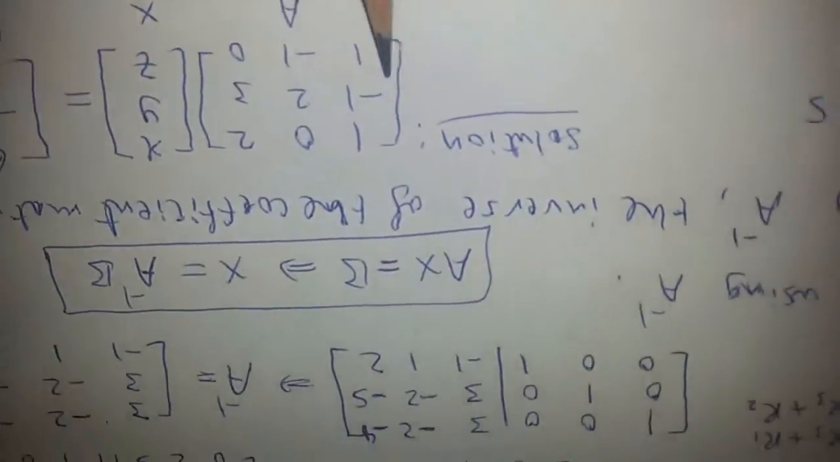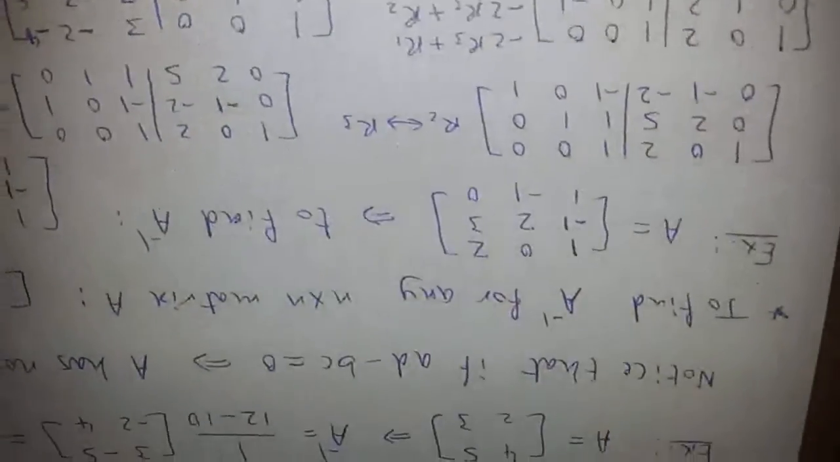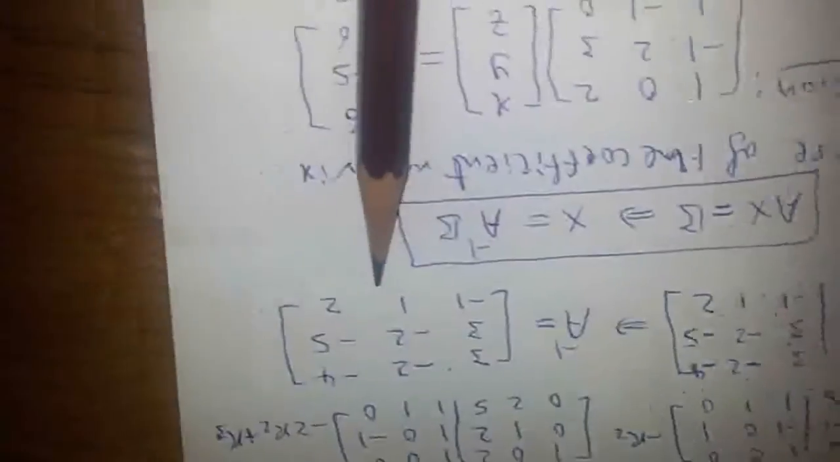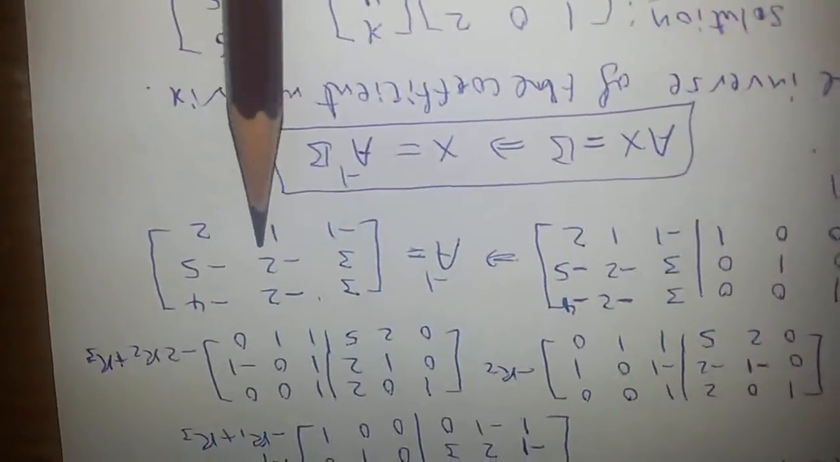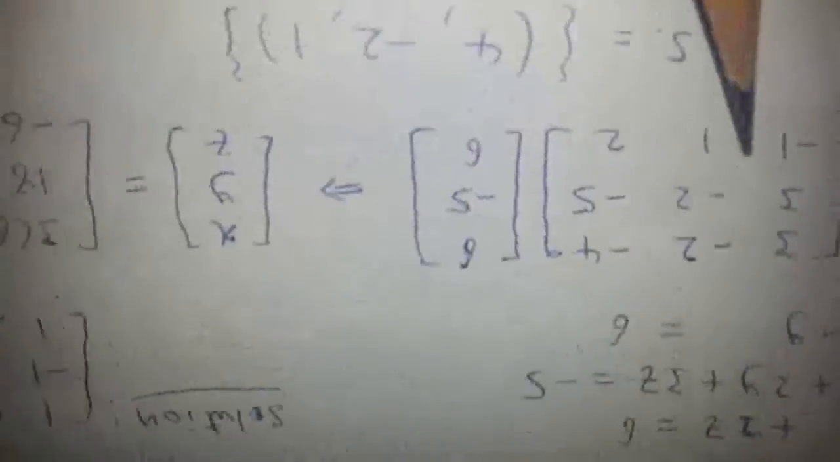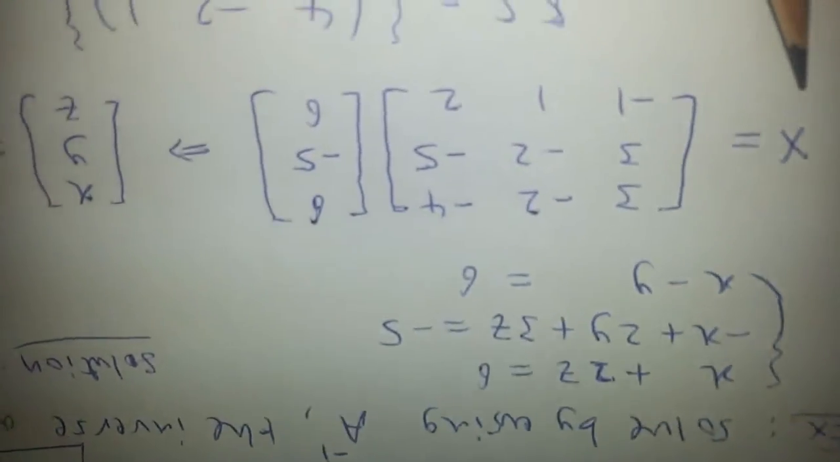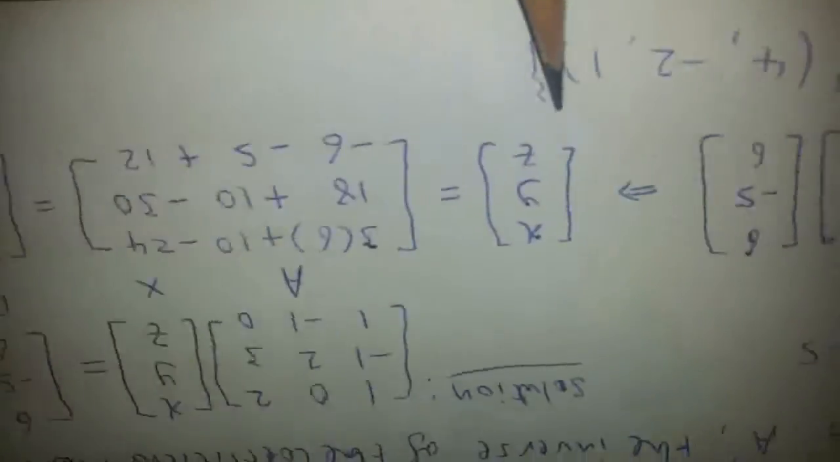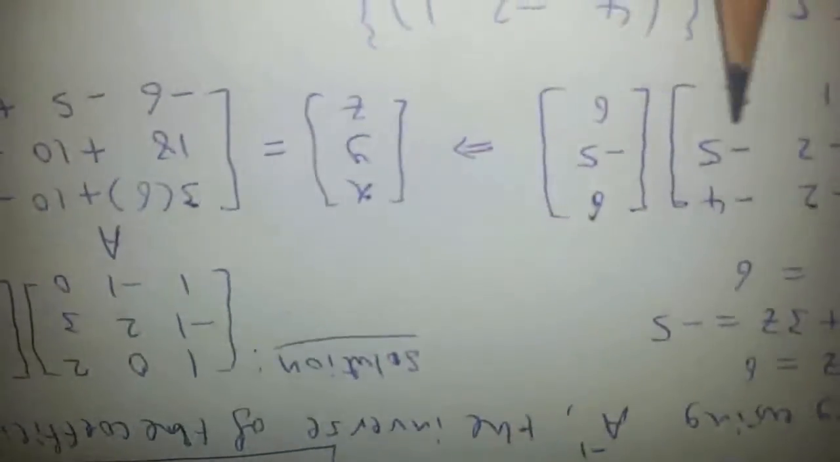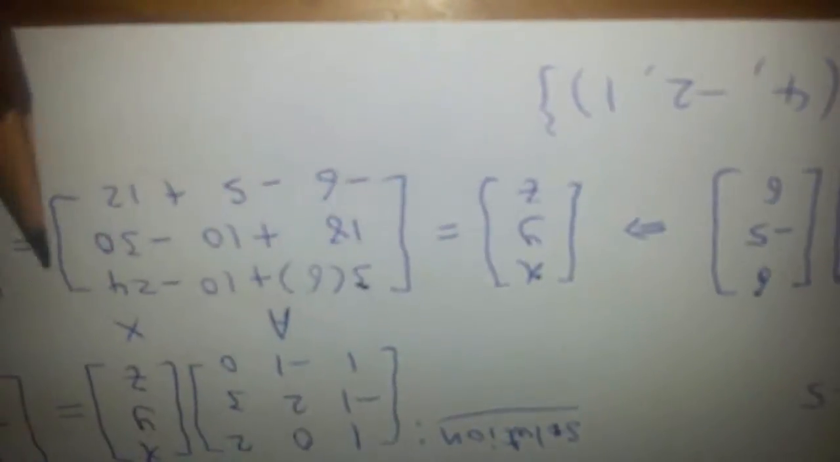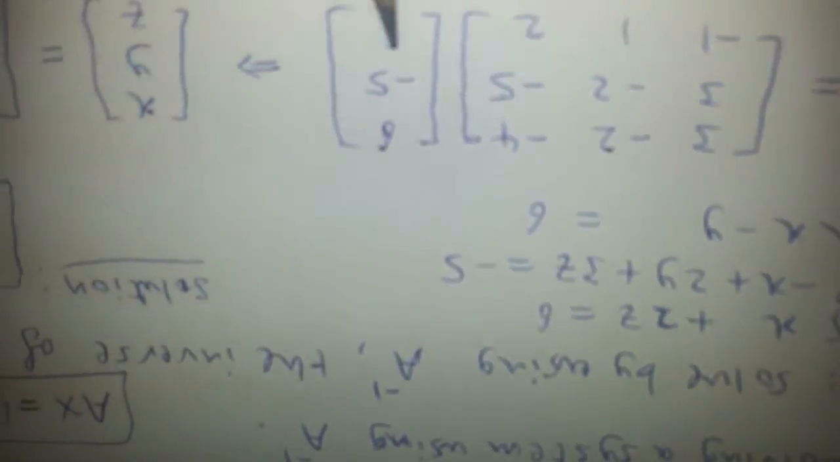Lucky, we found this A is the same matrix here. So we already found A inverse, which is this one. So I will use this A inverse to multiply by B, and I will get X. So X is A inverse times B. Just multiply these two matrices as usual. This row times this column. Then this row times this column.